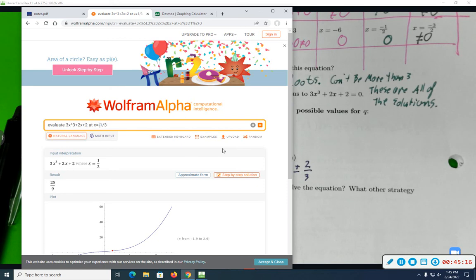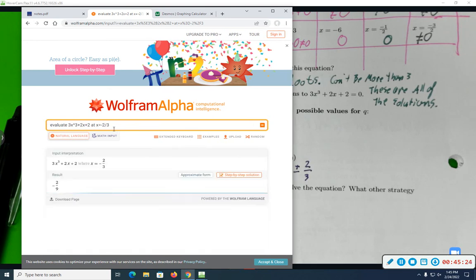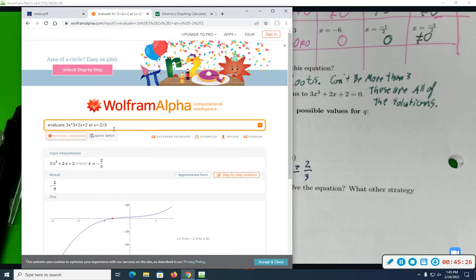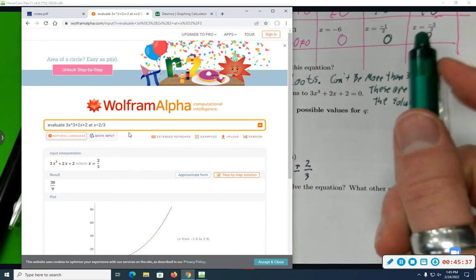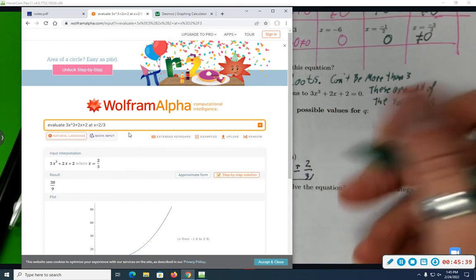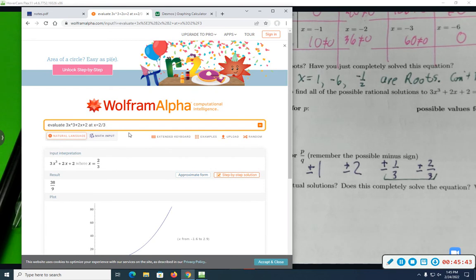Plug in negative 1/3. Still fails. Negative 2/3. Still fails. 2/3. Still fails. Okay. So that's a complete checking of those last 4 roots. But what about the first 2? Are any of those roots?